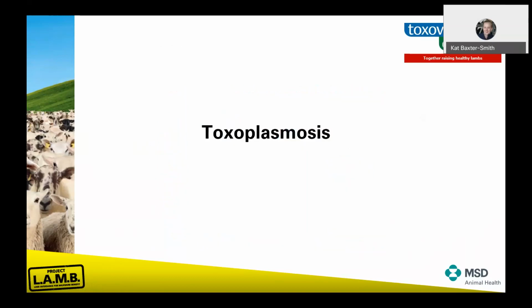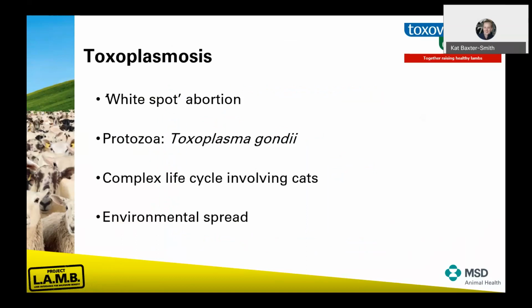So let's have a look at toxo. Toxoplasmosis can be known as white spot abortion, and it's caused by the protozoa Toxoplasma gondii. The life cycle can be a bit complicated, involves cats, and we will talk about that, and it's spread through the environment.